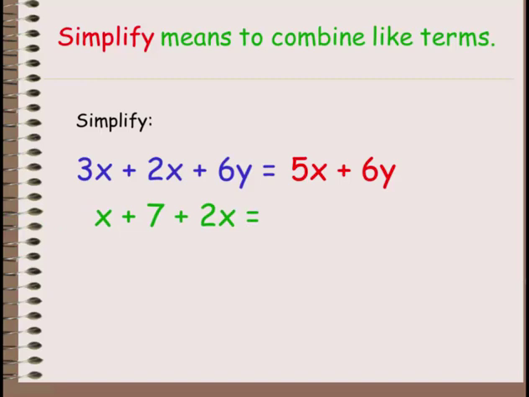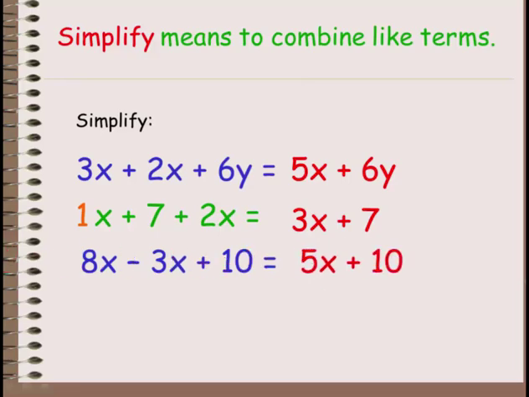In the next example, the only thing I can combine here is the 1x and the 2x. 1 xylophone plus 2 xylophones is 3 xylophones. That constant 7 doesn't have an x on it, can't combine. So I can't call that, for instance, 10x. No, no, no. That 7 does not have an x on it. 8x, take away 3x. So 8 xylophones, take away 3 xylophones gives me 5 xylophones. And again, that 10 cannot combine with it because it doesn't have xylophones on it.